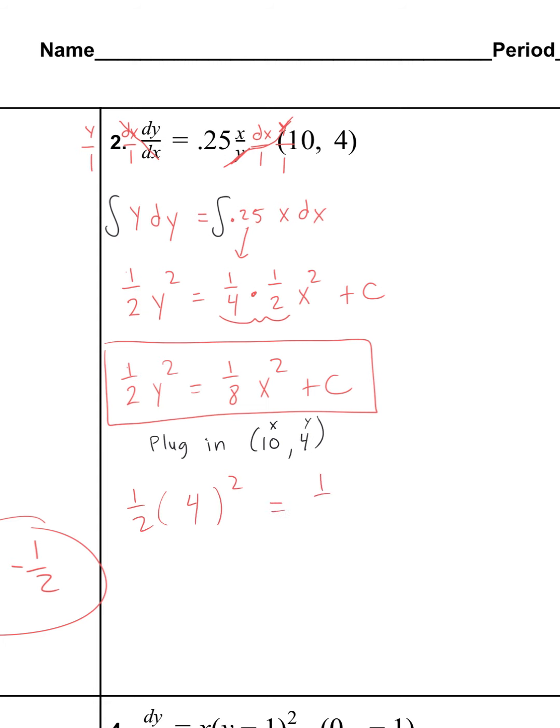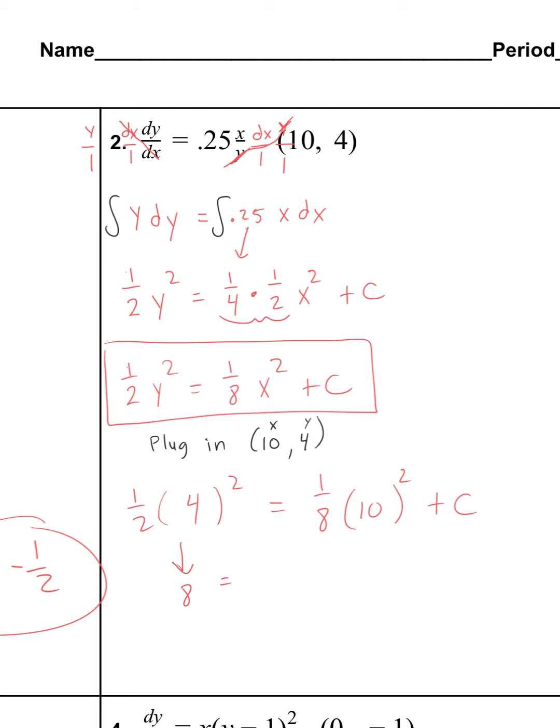On the right, we have 1/8 times x squared, which is 10, plus c. And now we just go to work and solve that. Okay, over here, 4 squared is 16. Half of 16 gives me 8.